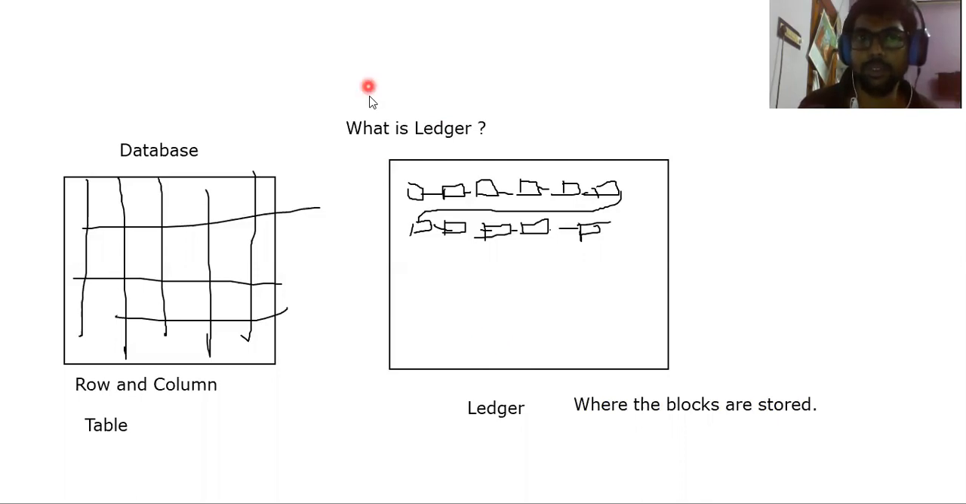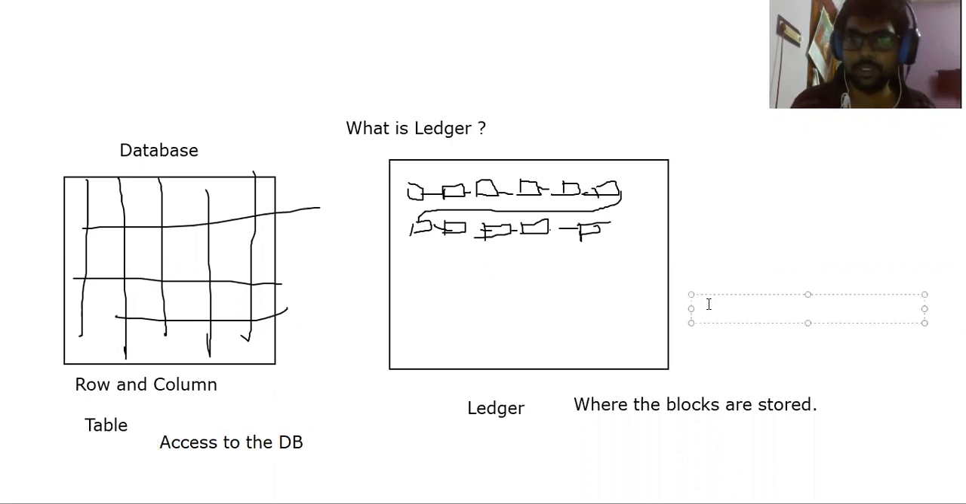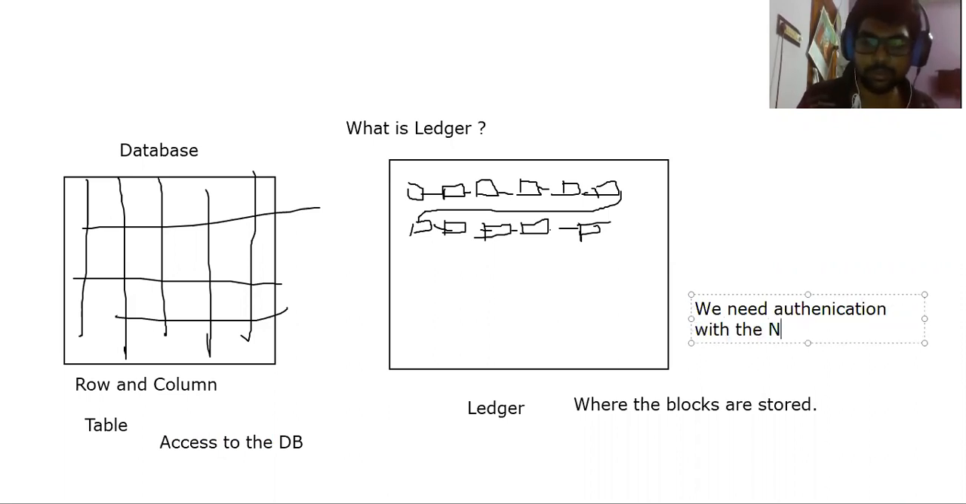So why is a ledger different from a table? That we are going to see now. If you see a table, here we need to have access to the database, the DB. But here in blockchain we need authentication with the node. We are not able to directly access this ledger. We don't have direct access to the ledger.